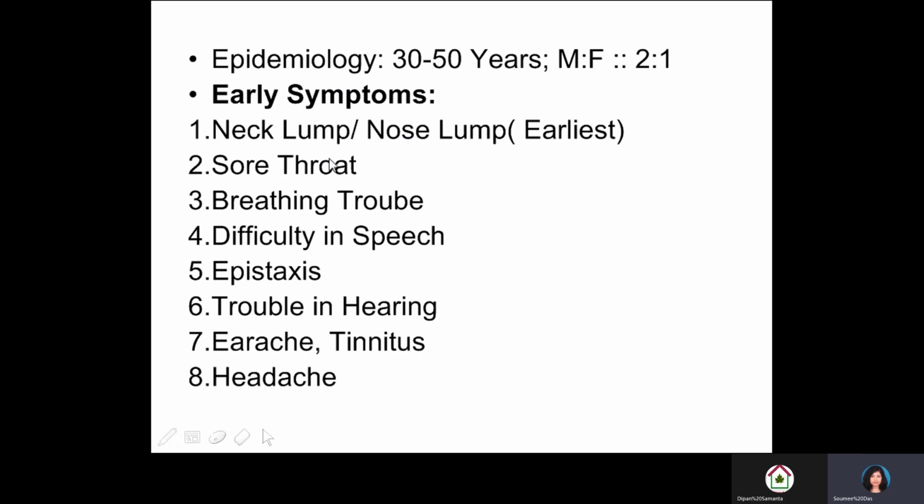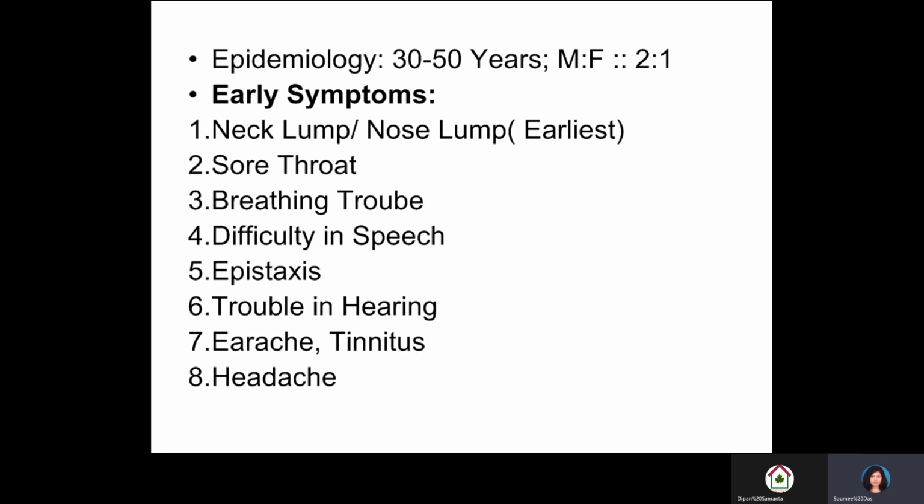Okay, next is sore throat and breathing trouble. Whenever there is a mass in the nose, or even if there is no mass but the nasopharynx is affected, that will obviously cause trouble in breathing. Next is difficulty in speech. Since the nasopharynx is affected, there would be difficulty in speech.